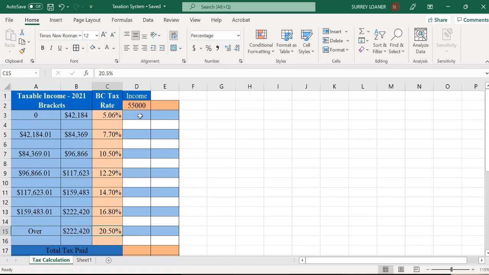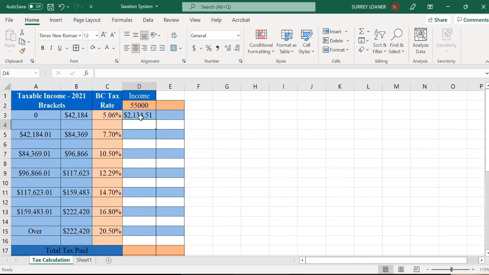So now let's say I assume that I have an income of $55,000, and what will be the tax on this? So how to calculate? First of all, I know that 55,000 is here, and from 0 to 42,184, the tax will be 5.05%. So I'm going to put an equal sign here, take this amount, multiply by this rate and enter.